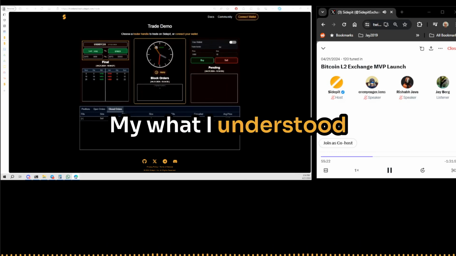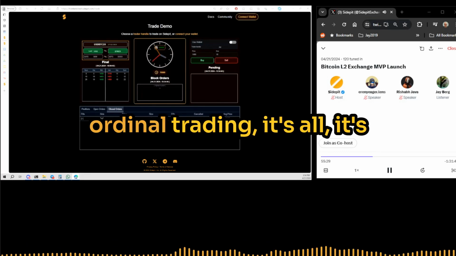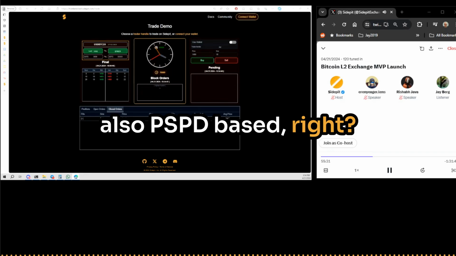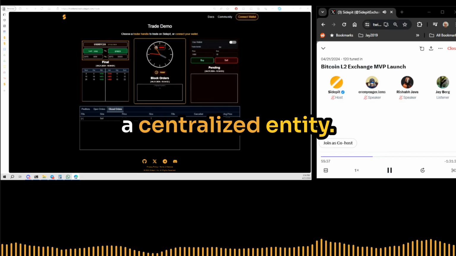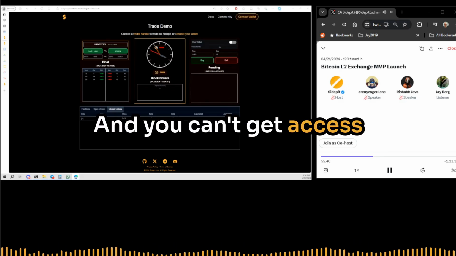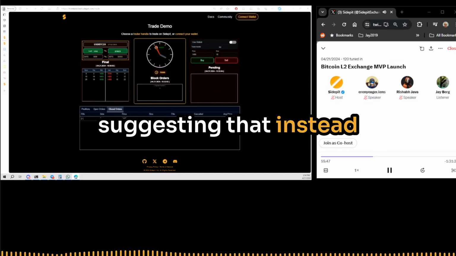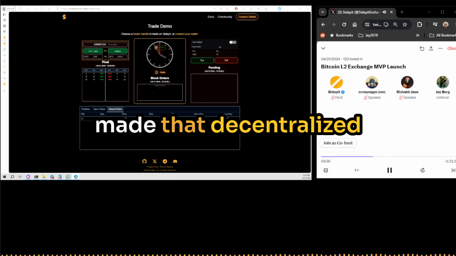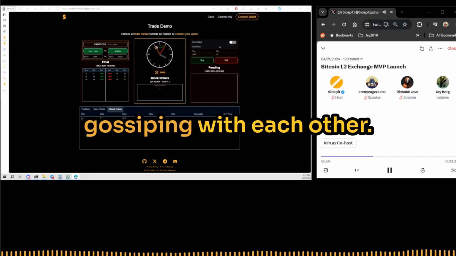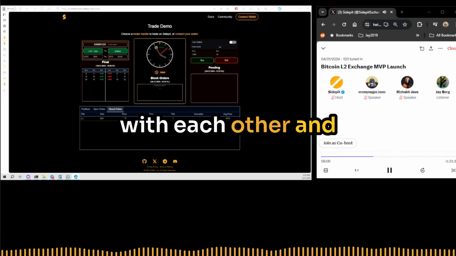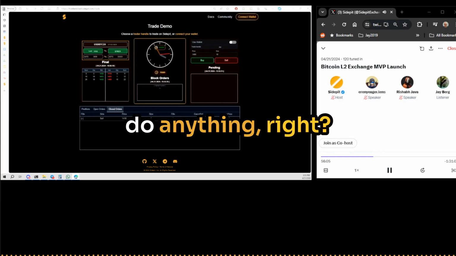What I understood was that right now, ordinal trading is also PSBT based, right? But the PSBTs are retained by Unisat, a centralized entity, and you can't get access to the PSBTs unless you're completing the trade. I think he was just suggesting, what if we made that decentralized, where you let people run their own nodes that were gossiping with each other? If they're gossiping with each other and not publicly, right? But if they're gossiping publicly, then it doesn't do anything, right?